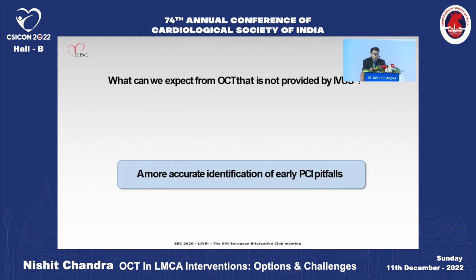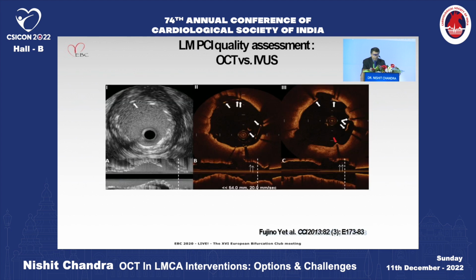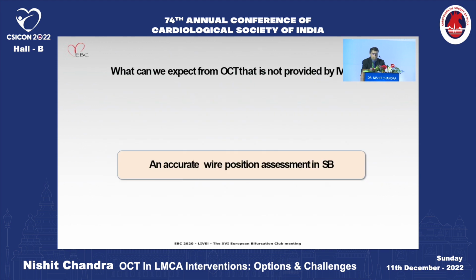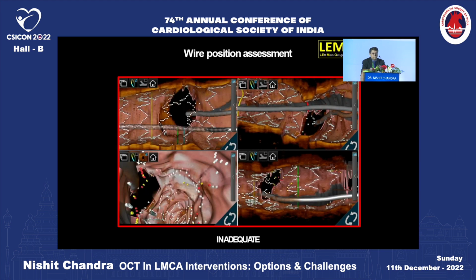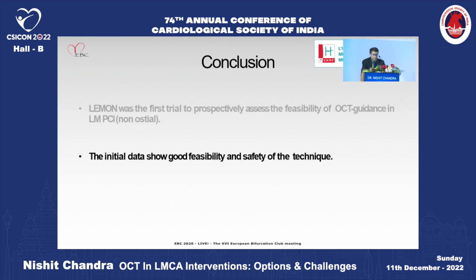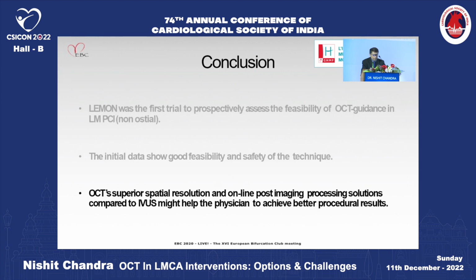OCT found something better than intravascular ultrasound: more accurate identification of early PCI pitfalls like malapposition. Malapposition was found in 51% of the patients in the proximal segment and 30% in the distal segment. The wire position was also very well delineated in left main intervention, which has a bearing on our outcome. This was the first prospective study; ROC1 and ROC2 were retrospective studies. It was the first prospective study for OCT guidance, and it shows good feasibility and safety of the technique.